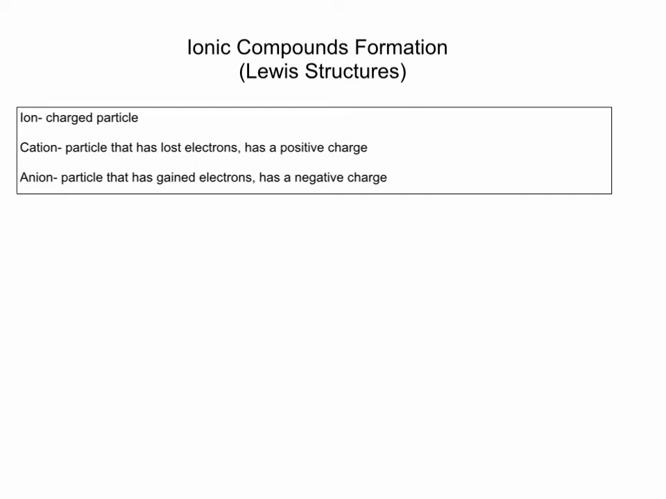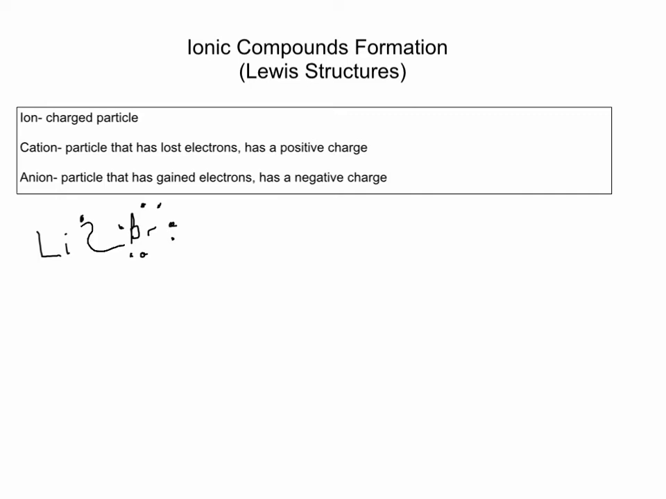Now let's say I have two atoms. So I have a lithium atom, and lithium has one valence electron, and I have a bromine atom, and bromine has 7 valence electrons. Lithium needs to lose 1 valence electron. Bromine needs to gain 1 valence electron in order to have a complete octet. So that's exactly what's going to happen.